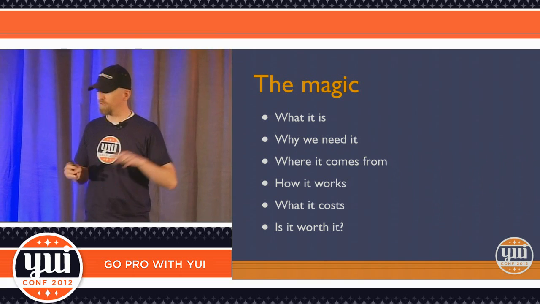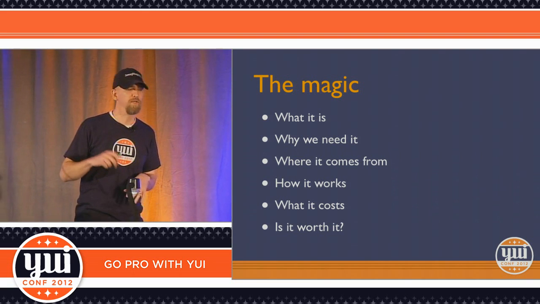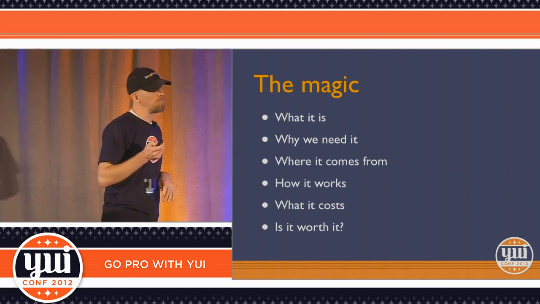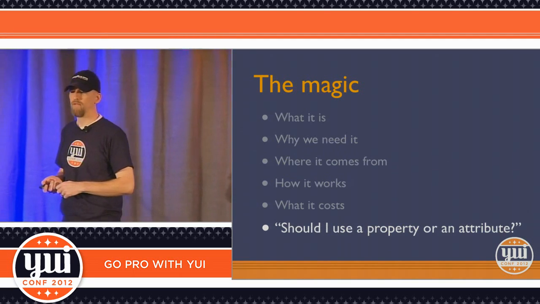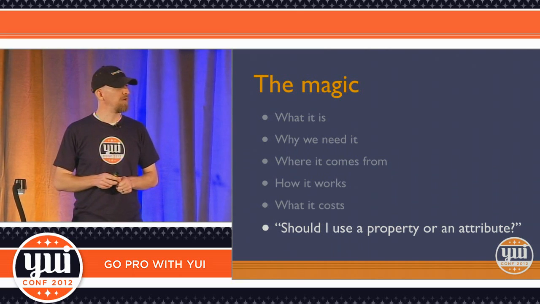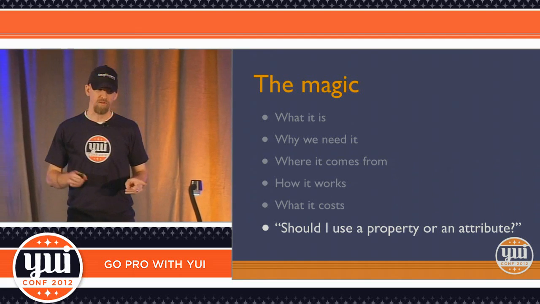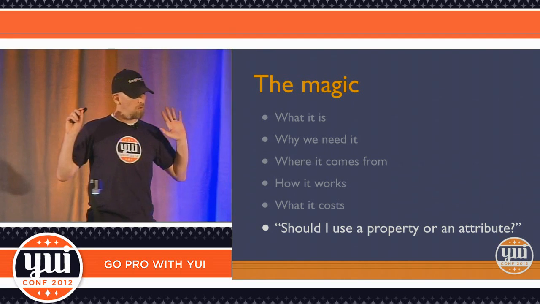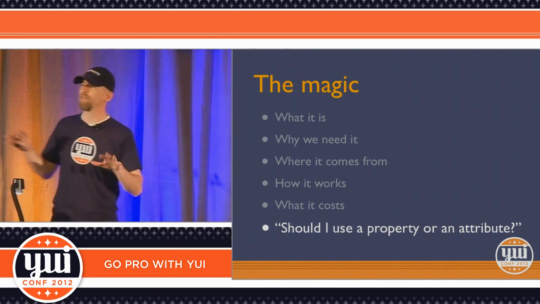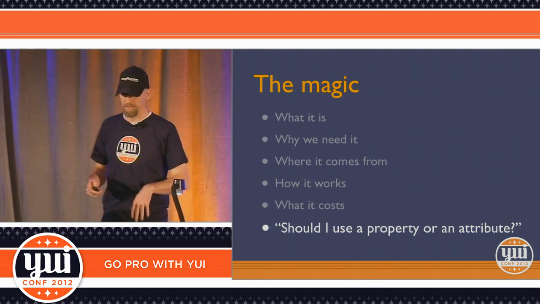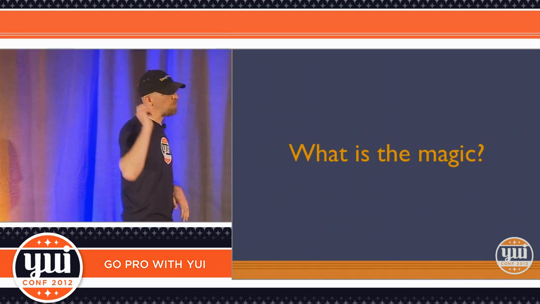There's an awful lot actually to talk about with the magic. There's what it is, why we need it, where it comes from, how it works. And I want to finish with that big question of whether or not the magic is worth it, AKA, should I use a property or an attribute? I bet a lot of people in this room have asked that question of themselves, or had those discussions over time. So I want to put in some additional context and information to help you answer those questions when you have them, and you'll probably have them again and again.